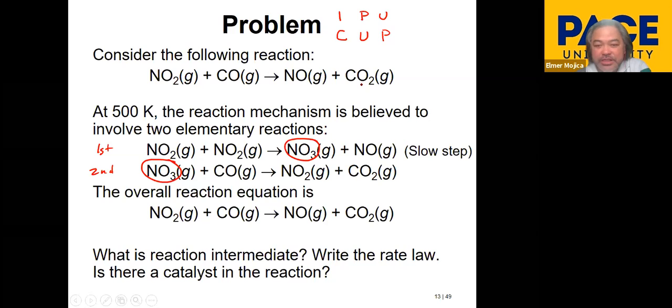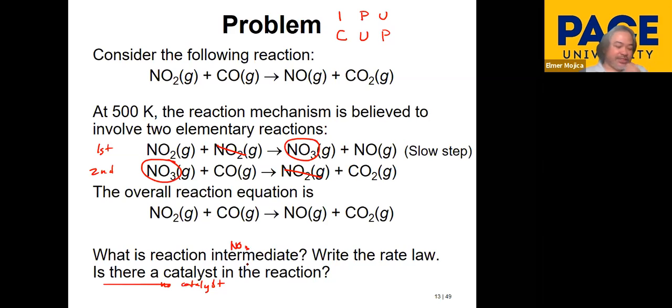The answer is we don't have any catalyst. Because if we look at the reaction here, maybe we can cancel this out, but you could see there's still the same species that is similar to that. If both of them are canceled out, then you can consider it as a catalyst. But it's sad to say that you have what we call 2NO2 here. So there's no catalyst here. And then you have an intermediate here as NO3.